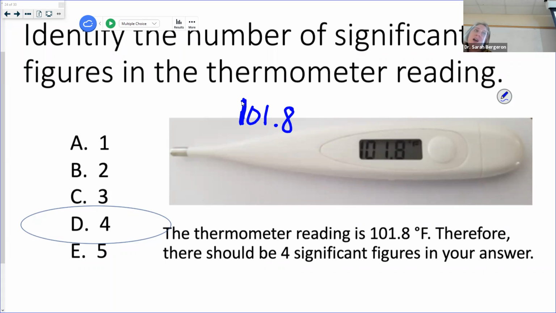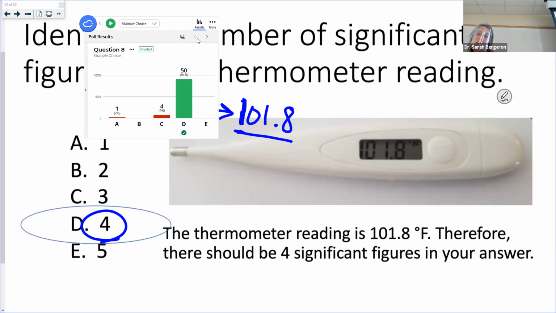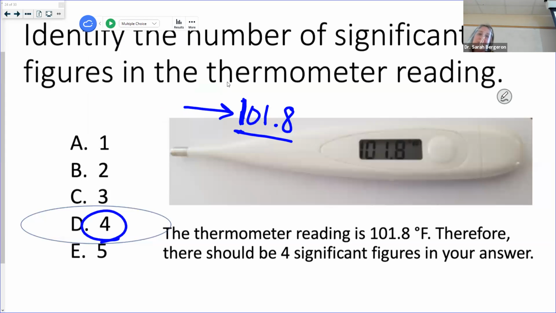Decimal present or absent? Present. So I come in from that side. I stop at my first non-zero and I count everything else. So I count 4, right? So y'all got it on that one. 91%, that's great. Oh wait, that was the first go round, 98%. All right, awesome.